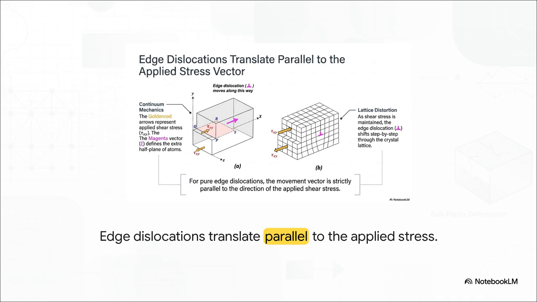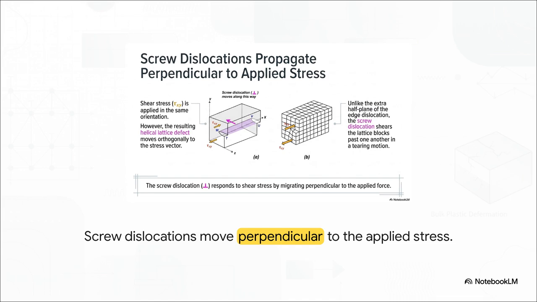Now, if you trace that magenta vector, which defines that extra half-plane of atoms wedged into the lattice, you'll see that as the shear stress is maintained, the edge dislocation shifts and translates step by step. And crucially, it moves strictly parallel to that applied force. But then, in stark contrast, we have the screw dislocation.